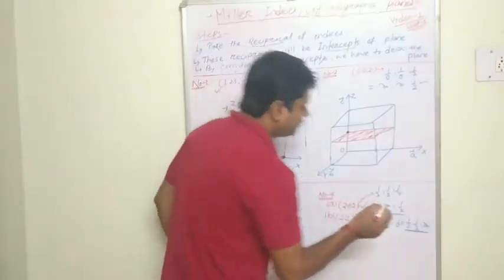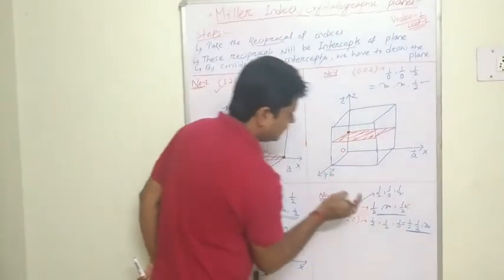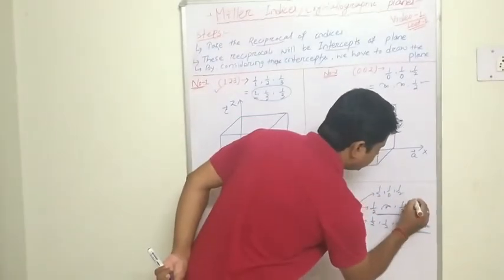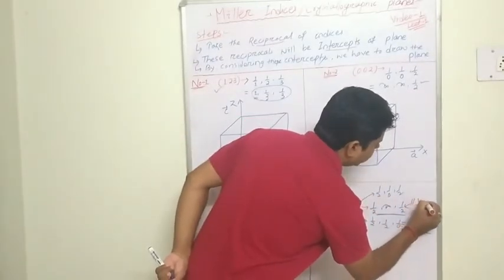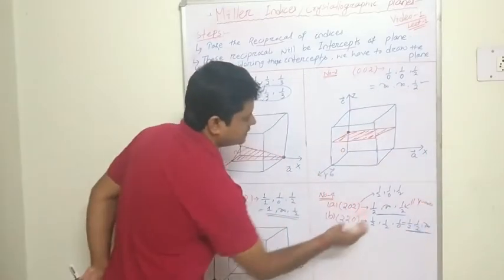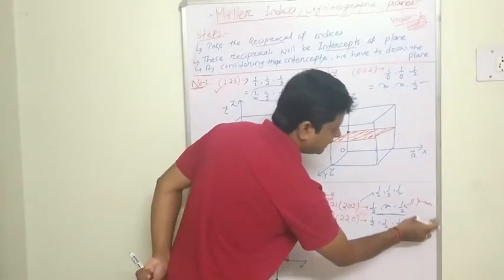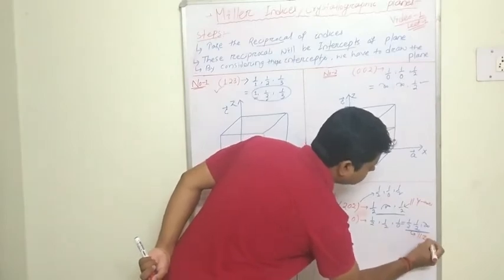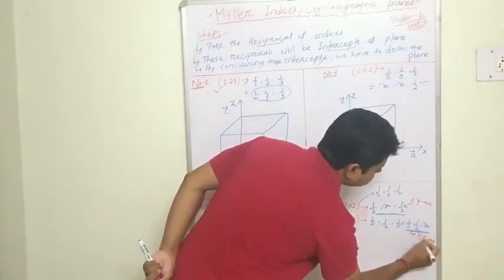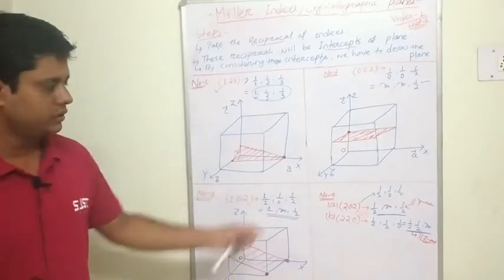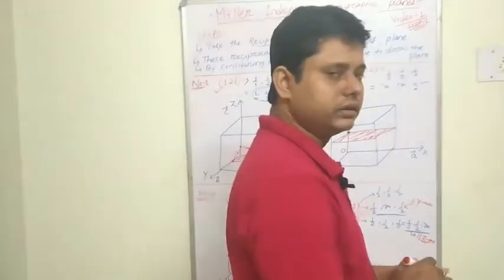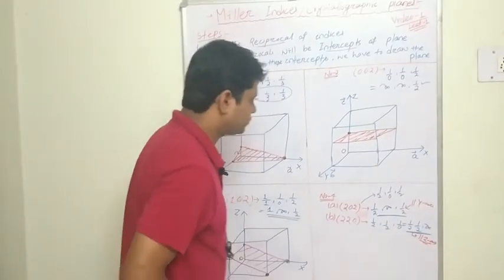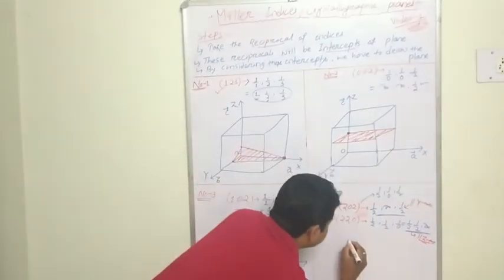From the intercepts we found that this plane has to be parallel with the y-axis. For this plane, the intercept is infinite for z, that means it has to be parallel with the z-axis. So now we have to draw the planes. For that we have to draw a unit cube.